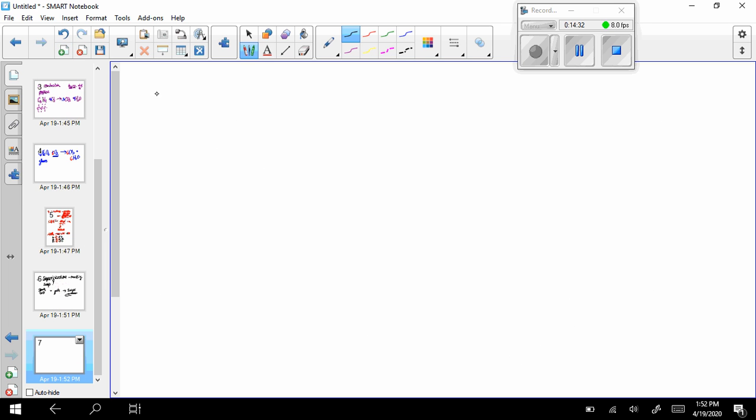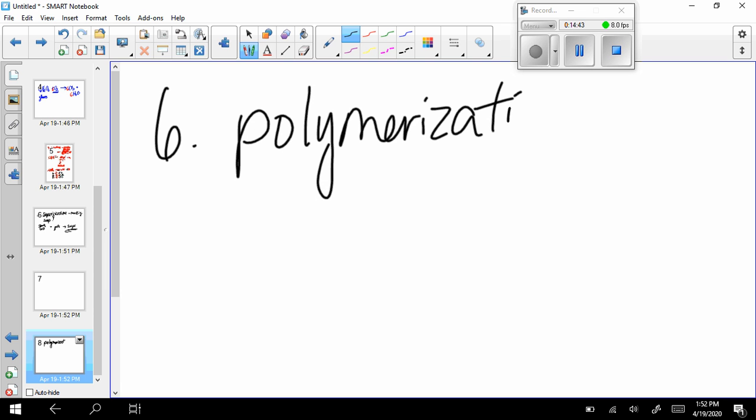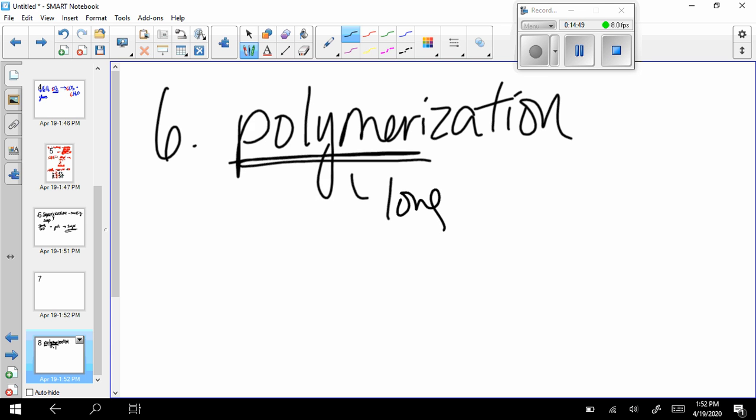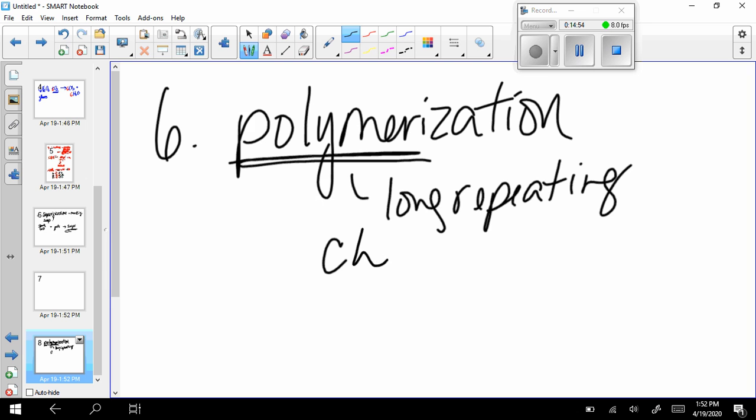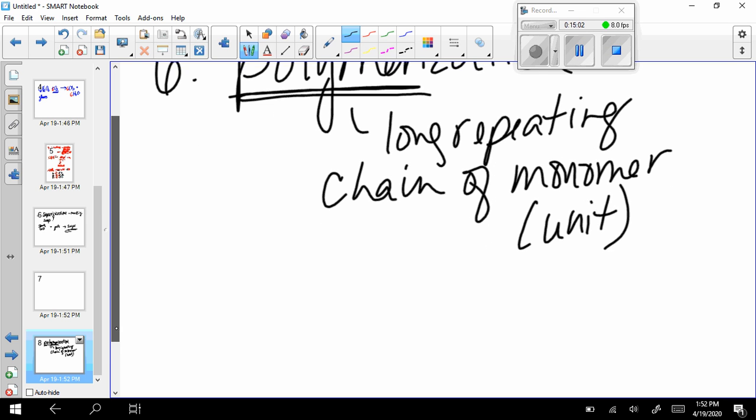All right, the next one, oh, I'm sorry. I keep doing that, screwing up the number. This is number 6, polymerization. Polymerization is to make a polymer. A polymer is a long repeating chain of monomers. A monomer is our individual unit, and when you put them all together, you get a polymer.